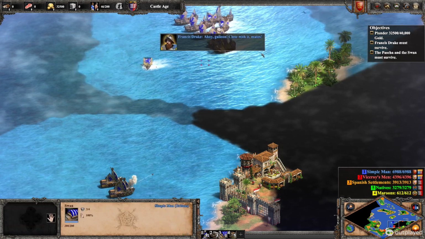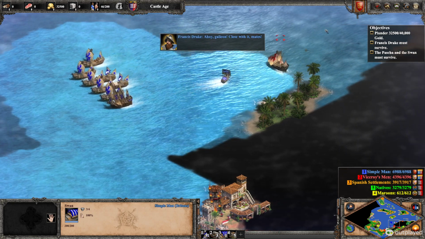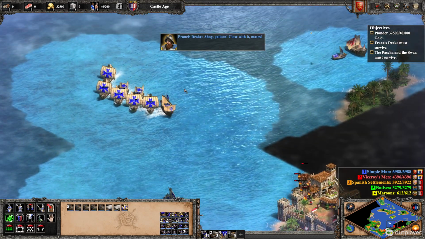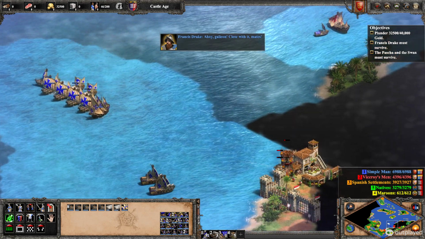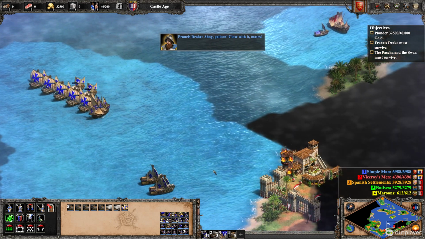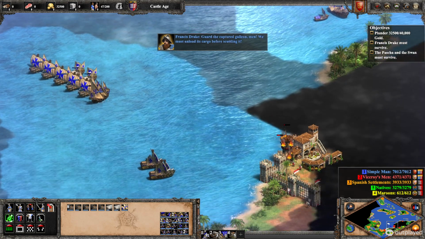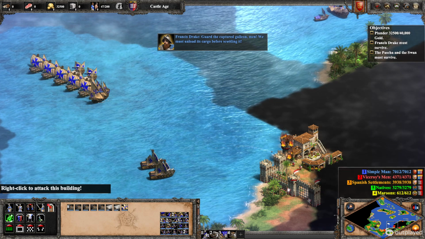Ahoy, galleon! Close with it, mates! Guard the captured galleon, men! We must unload its cargo before scuttling it.